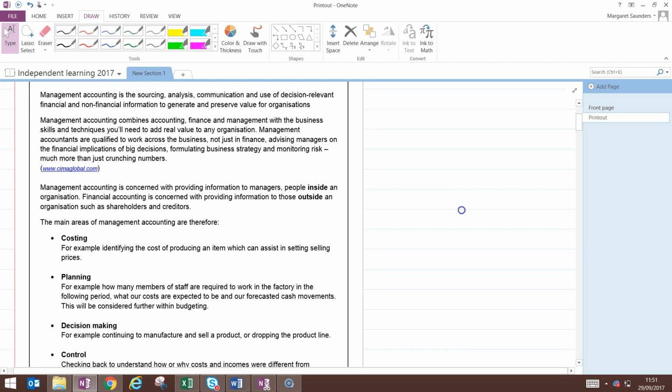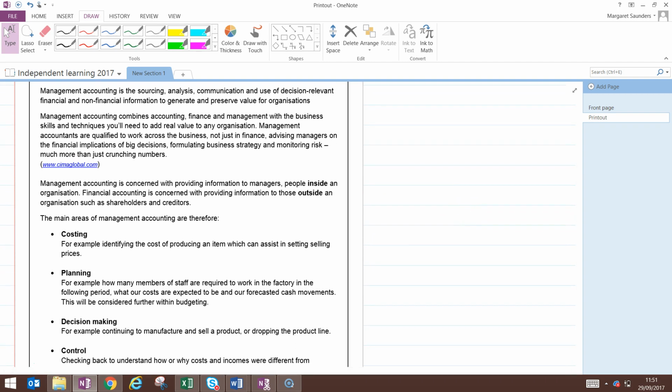As a management accountant, you are concerned with providing information to managers and people inside an organisation. In that way, it differs to financial accounting because the main concern of financial accounting is to provide information to those outside of an organisation.